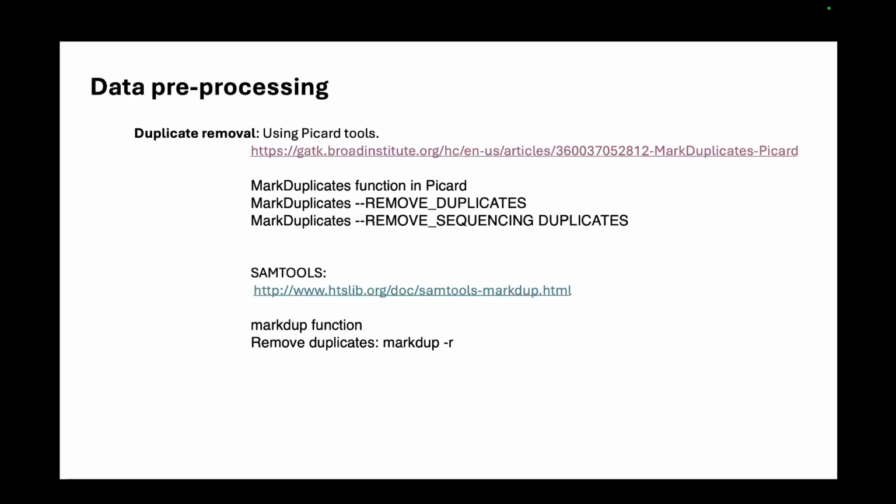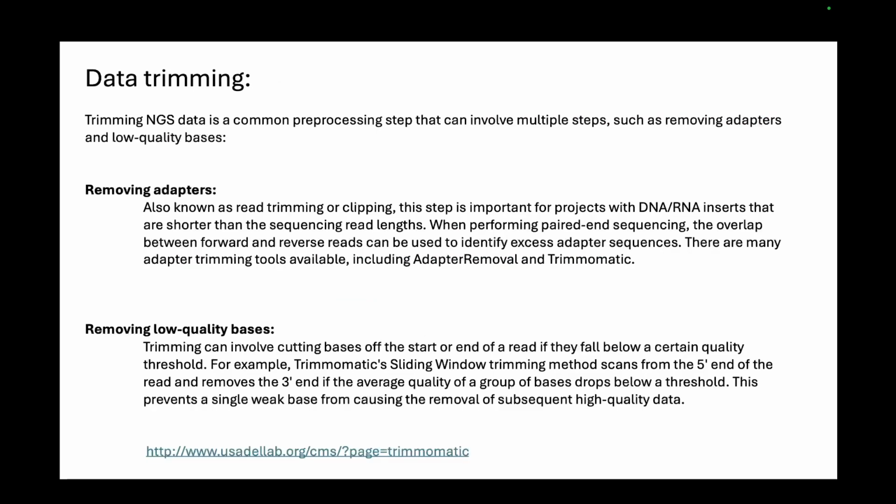Removing duplicates is part of duplicate removal and pre-processing. Trimming is basically just trimming up your read. If you have adapter sequences on both ends, you're just trimming that read and making it shorter, not deleting the whole read. You can trim from the ends and remove the adapters, or you can remove individual bases which have low quality scores. That is the whole purpose of data trimming.